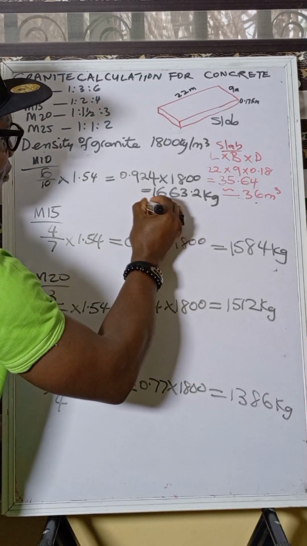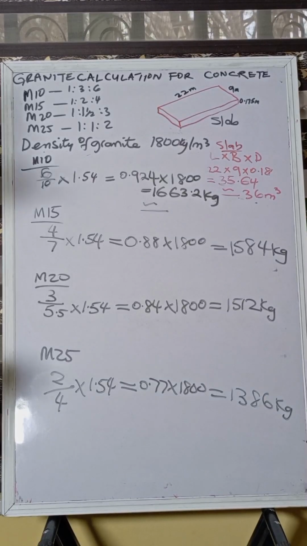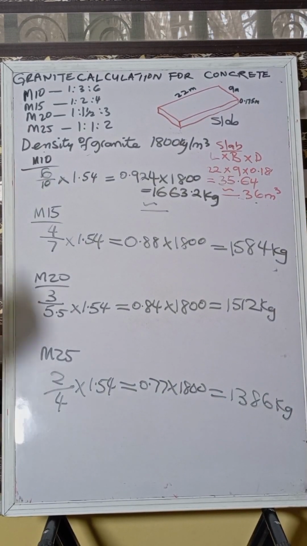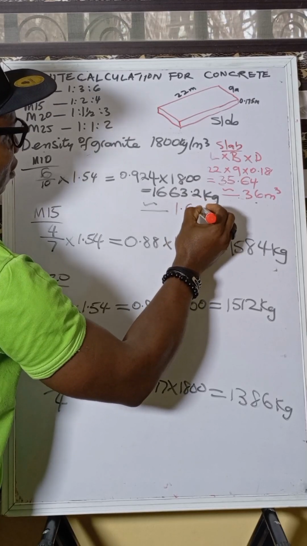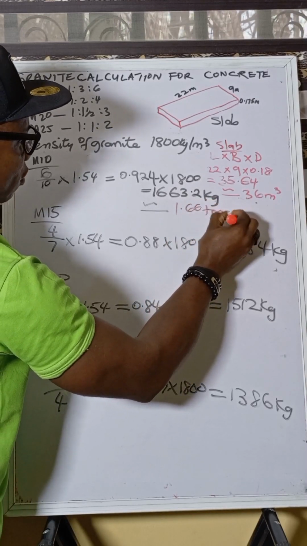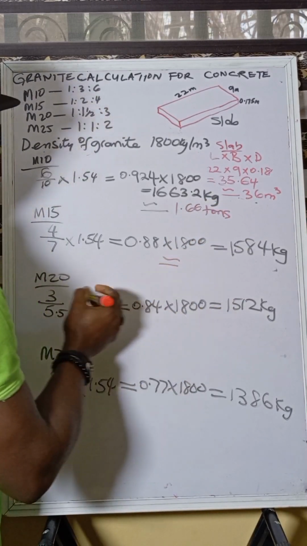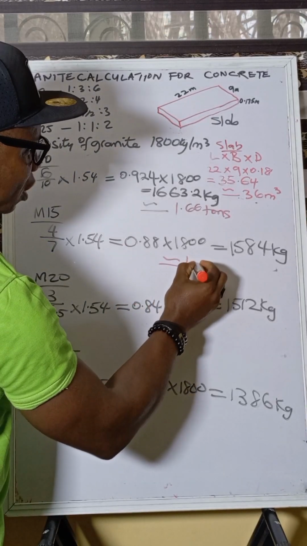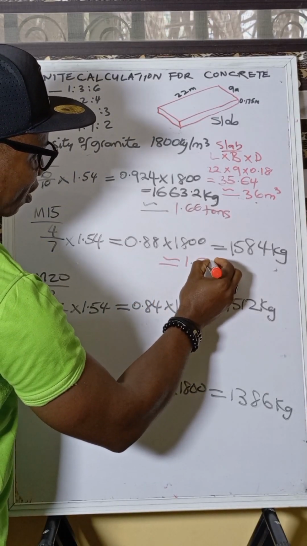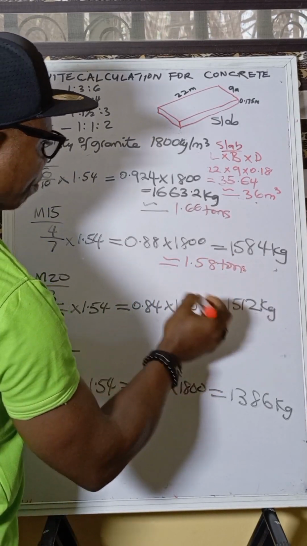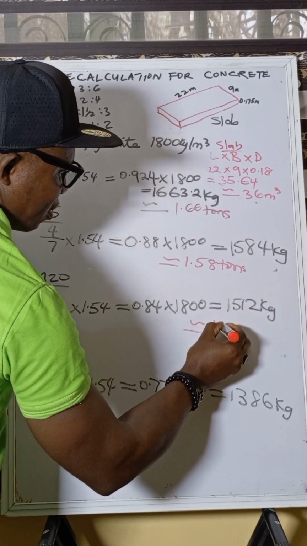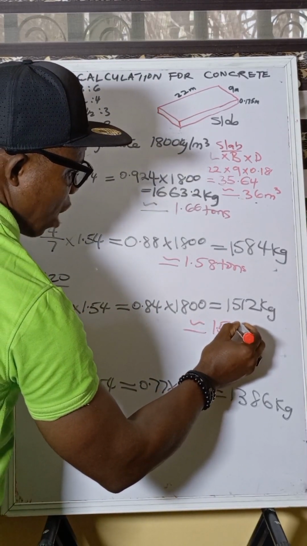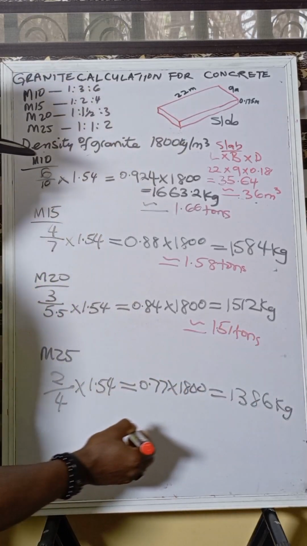So for us to convert it to tons, for M10, it will be 1.66 tons. For M15, it will be 1.58 tons. For M20, it will be 1.51 tons. For M25, it will be 1.39.